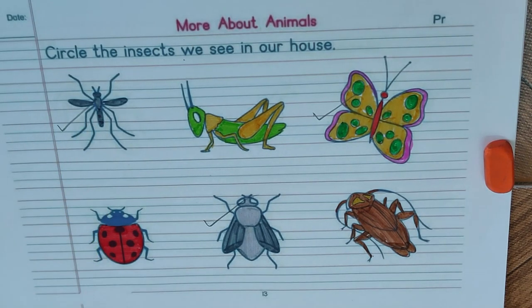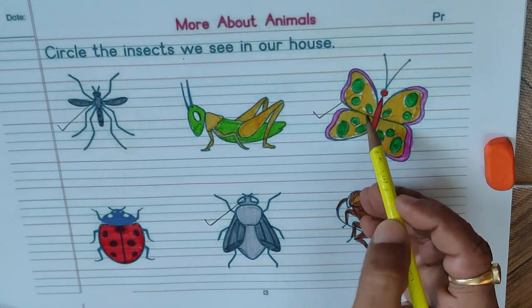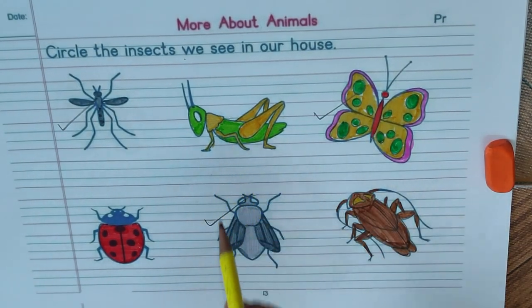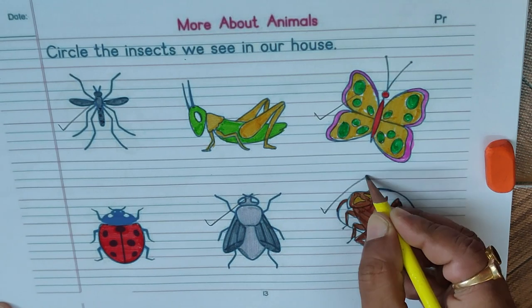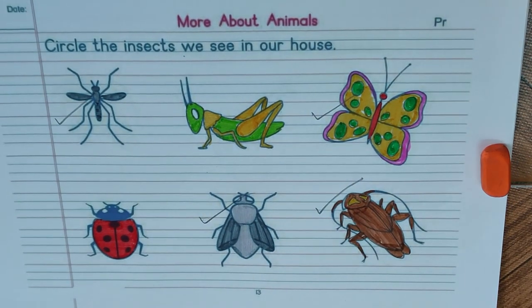So next is circle the insects we see in our house. So mosquito is there, butterfly we see, grasshopper is found in crops and plant areas, so it is not found in our house. Beetle is also found in jungle and wild areas where there are lots of wild crops and wild plants. Housefly is found in our house. And obviously cockroach is also there, most common insects in our house.